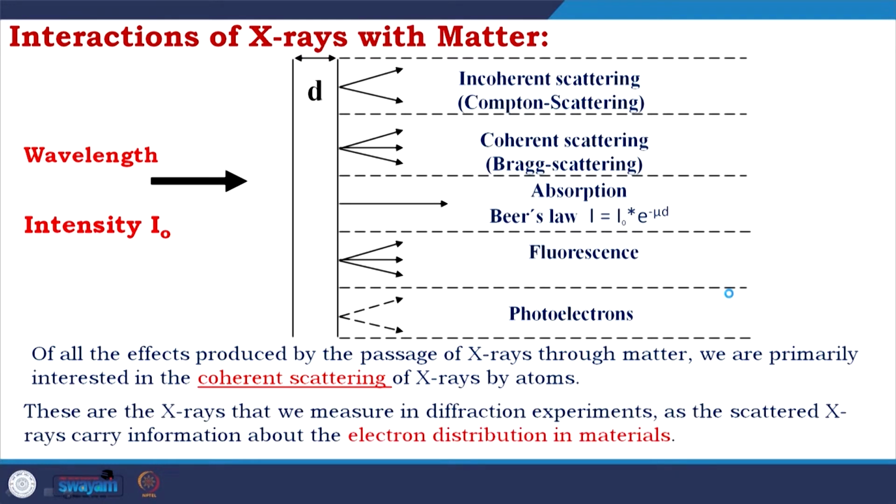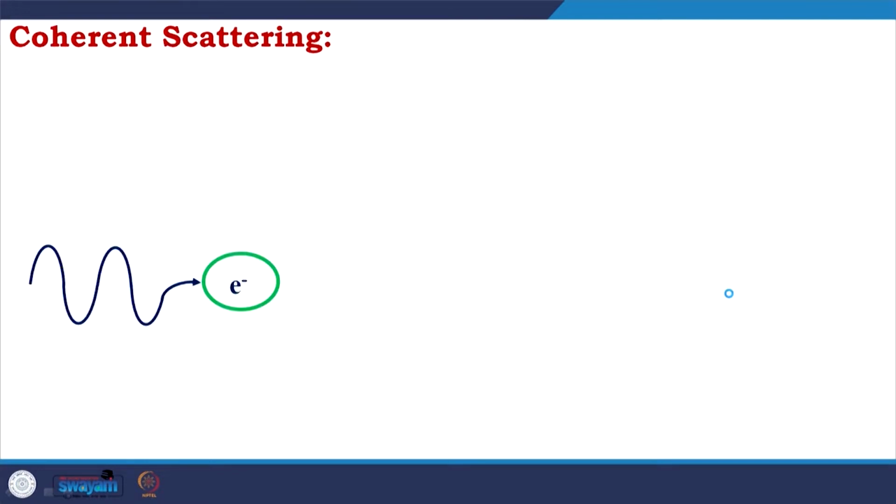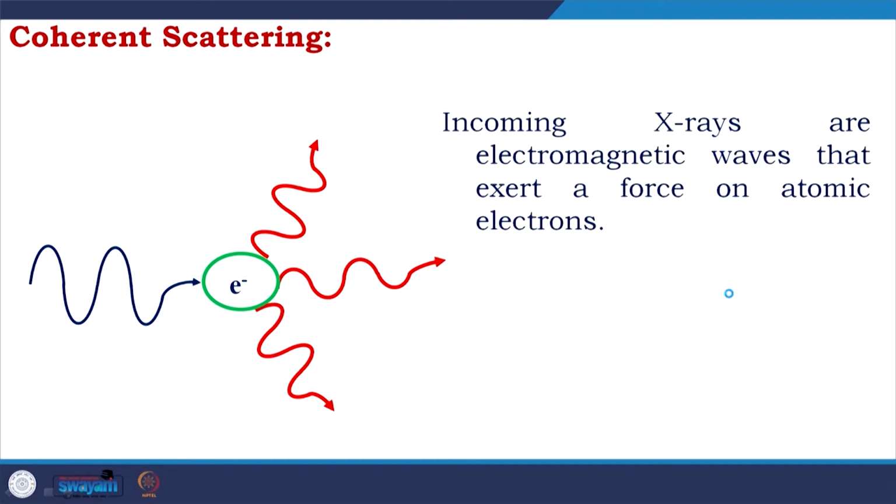These are the X-rays that we measure in a diffraction experiment, as the scattered X-rays carry information about electron distribution in materials. So, let us look at coherent scattering. The ray comes and hits the electron and the electron goes in different directions. Incoming X-rays are electromagnetic waves that exert a force on the atomic electrons, and that is why you get the molecular imprint. You hit a carbon, you hit a nitrogen, you hit an oxygen, you see different effects, and based on what is coming and detected, we could go back and calculate which atom it is.